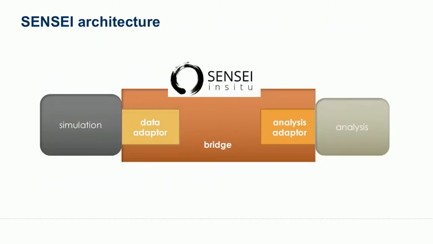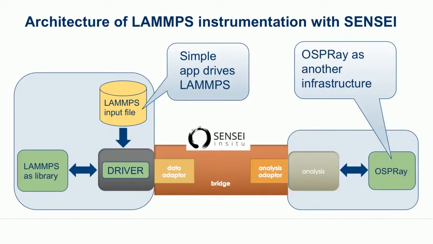Okay, so here's our SENSEI architecture. Of course, we've got our simulation, our data adapter, bridge, analysis adapter, and analysis. How does that change for this example? Well, it doesn't. But on the left, we've got our driver code. This is our main application using LAMMPS as a library. We're configuring LAMMPS, taking this input file that we read from disk. This will be the rhodopsin benchmark configuration file. We'll push that into the LAMMPS library, and then we'll set LAMMPS up to compute the simulation.